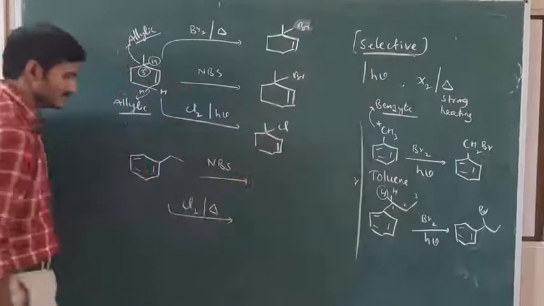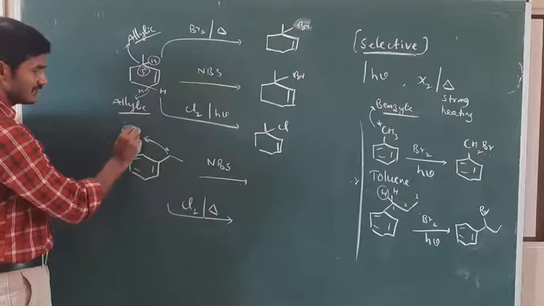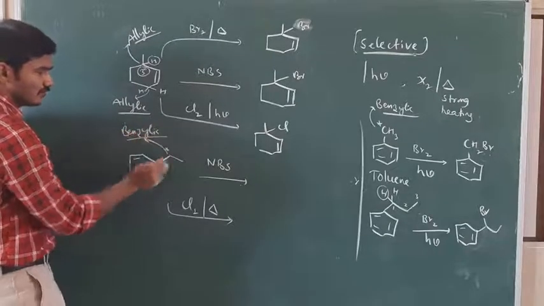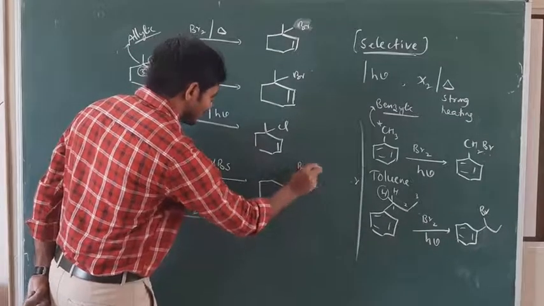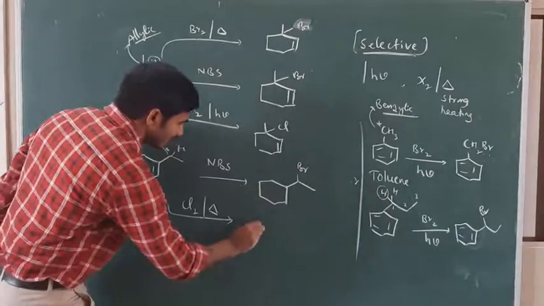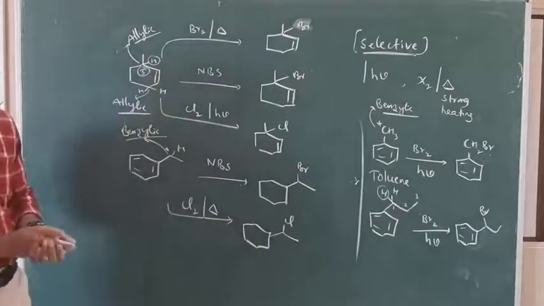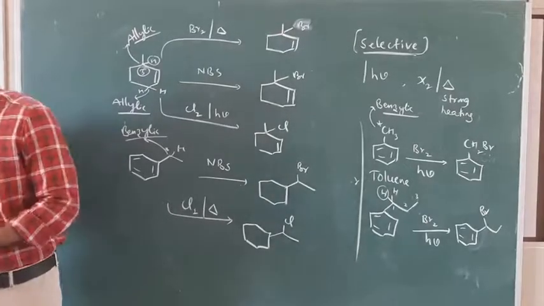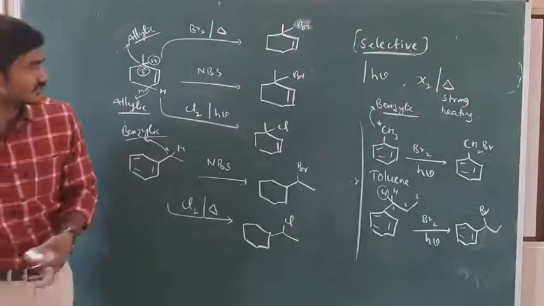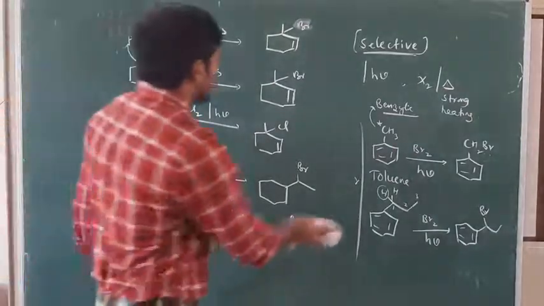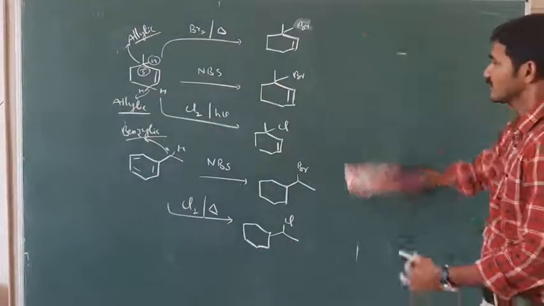Here, same, with chlorine. This is NBS. This carbon is benzylic. One hydrogen you can substitute with 1 bromine, or with chlorine on strong heating. And one more point I would like to explain here, which is a mistake you generally make in examinations. Observe this. One simple point here.